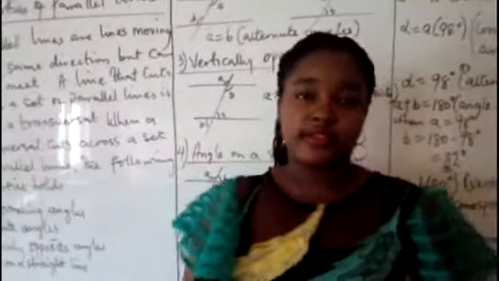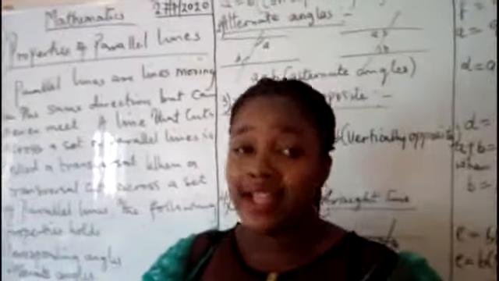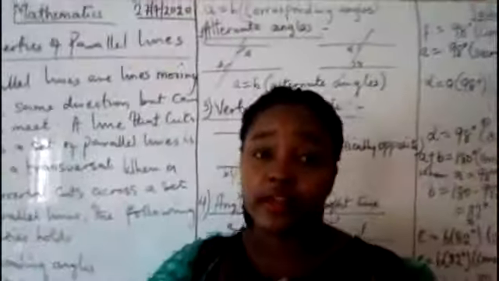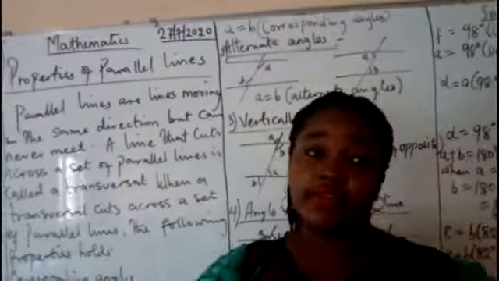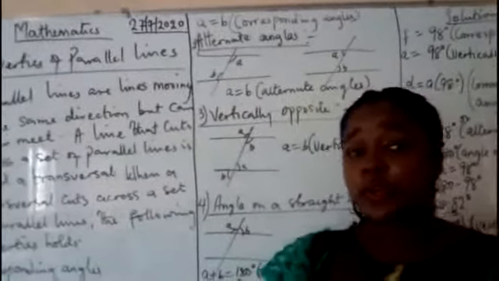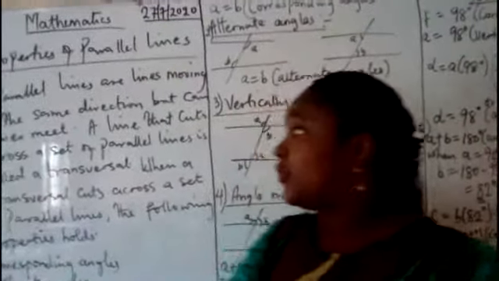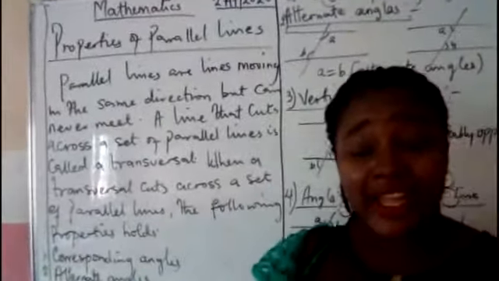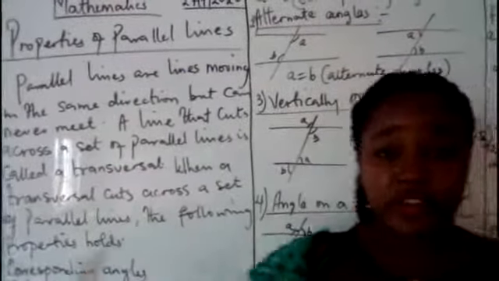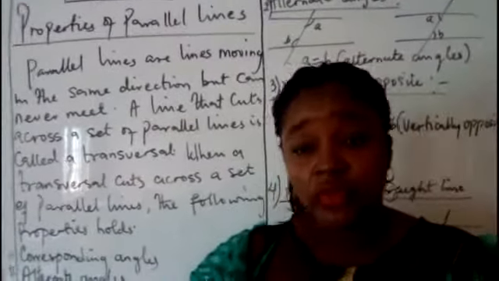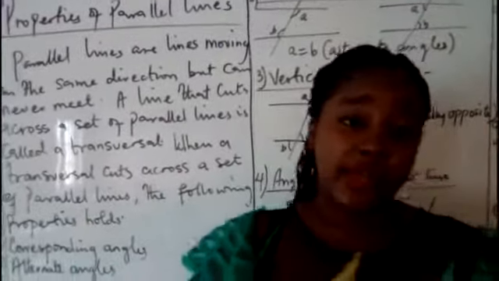Welcome to today's lesson. In the last class, we did construction of angles, and today we want to look at properties of parallel lines. We first of all ask ourselves what we mean by parallel lines. We say that parallel lines are lines that are moving in the same direction but can never meet. We have parallel lines and we have perpendicular lines.